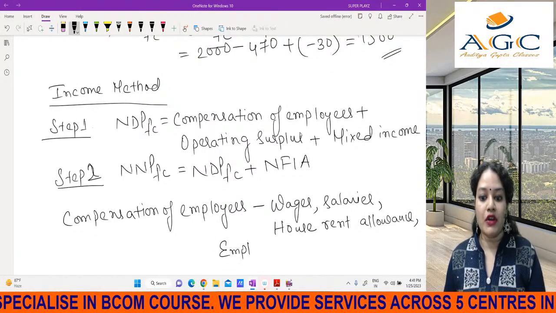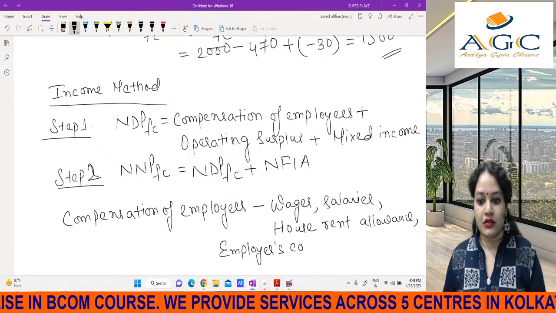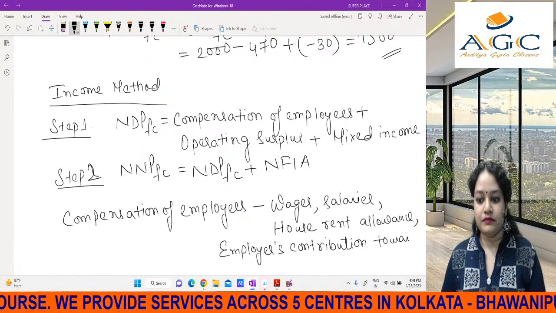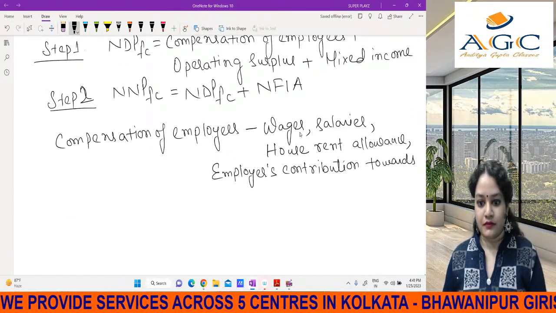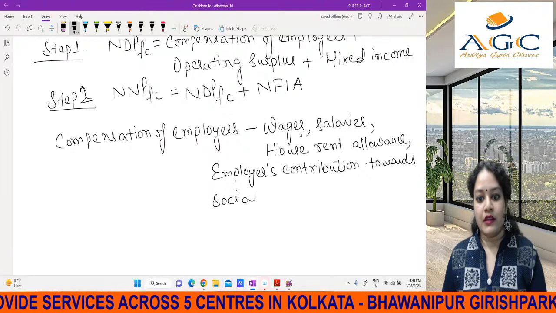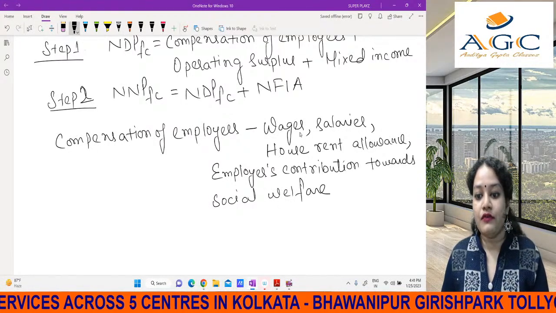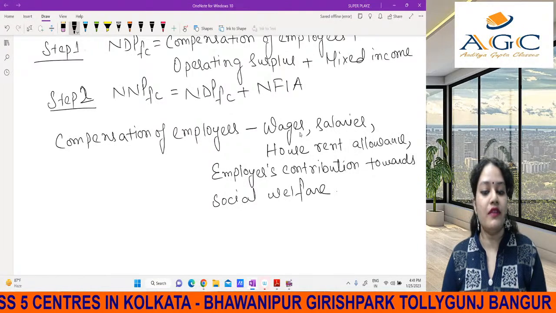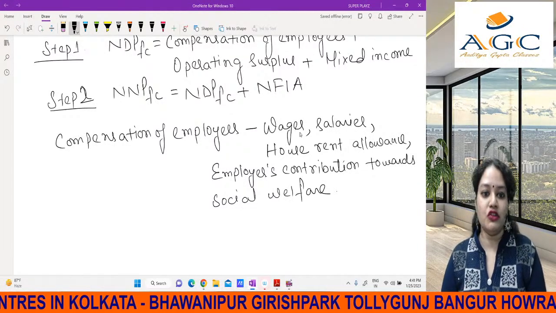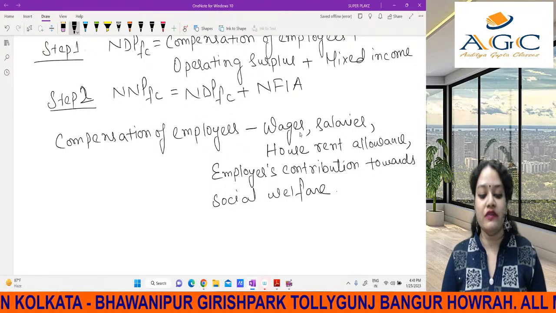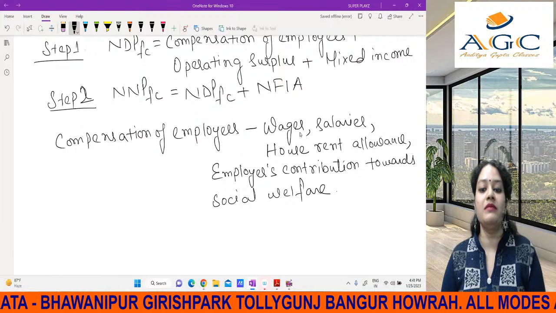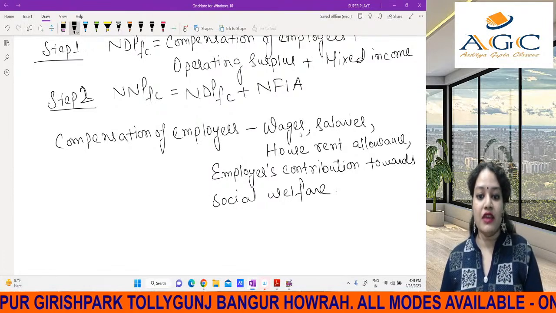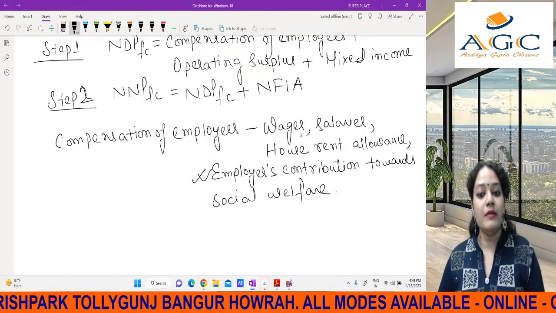So it might be given employer's contribution towards social welfare. Now see, to confuse a few people, it might be given employers contribution towards social welfare schemes, or it might be given employees contribution towards social welfare schemes. Now by compensation of employees, we mean anything that the employee is getting from the employer, not anything which the employee is contributing for himself or herself. So if we are given employers contribution towards social welfare, we will be taking that into account.